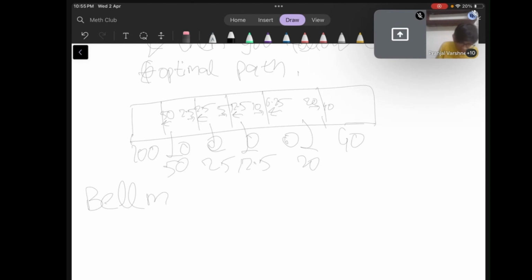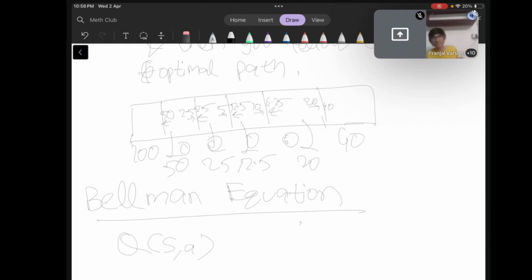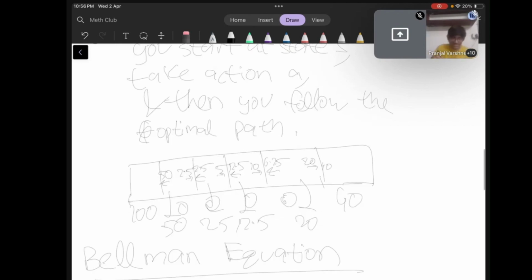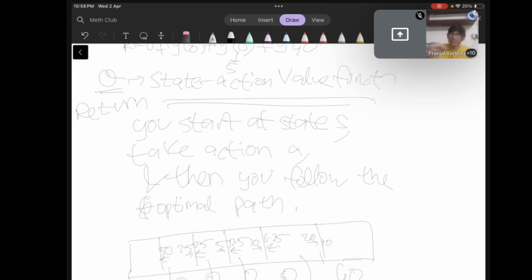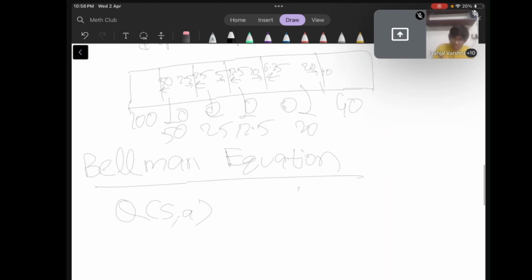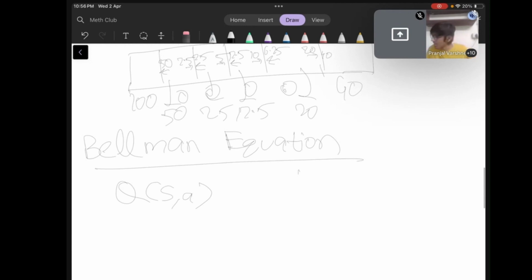Now I'll write an equation called the Bellman's equation. It is basically Q of S comma A. S and A are my states and action. As you can see, like the definition says, you start at a state S and take an action A. So these two are my input variables, S and A. So Q of S comma A, I'll write the formal definition. One second. The formal equation. Where is it?